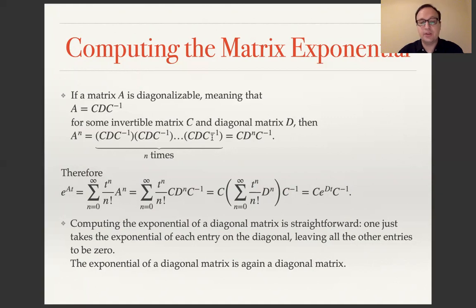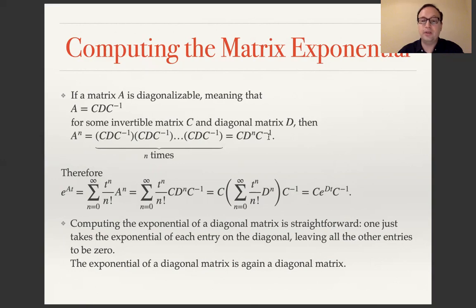the last C inverse. These don't cancel because in general multiplication of matrices is not commutative. So we get C times D to the n times C inverse, and we cannot swap C and D to the n, so this C does not cancel this C inverse. But in any case, we get that A to the n is equal to C times D to the n times C inverse. And then the powers of a diagonal matrix are pretty straightforward to compute.